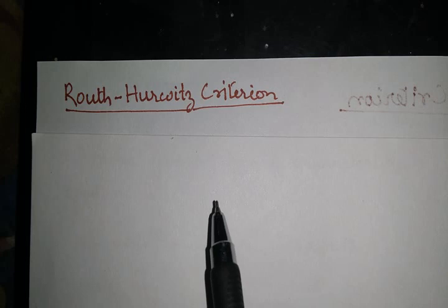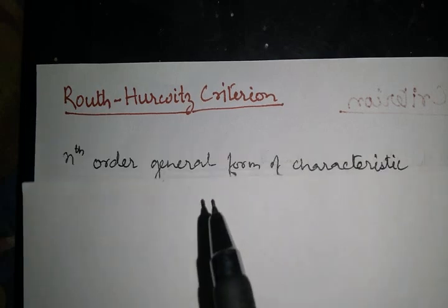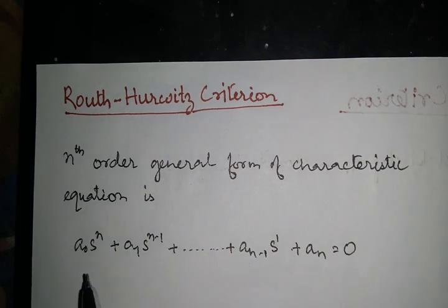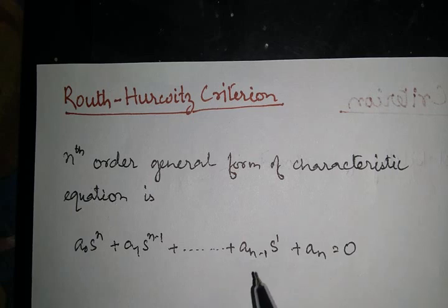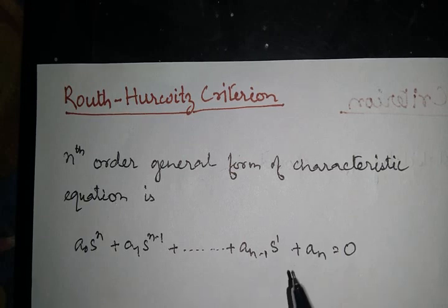And in general, the characteristic equation can be written as nth order polynomial a0 s to the power n plus a1 s to the power n minus 1 plus and so on a n minus 1 s to the power 1 plus a n equal to 0. This is my characteristic equation which has been derived from the denominator of the transfer function. So it means the roots of this particular equation are nothing but the poles of the closed loop system. Now we are interested to know whether the system with this characteristic equation is stable or not.